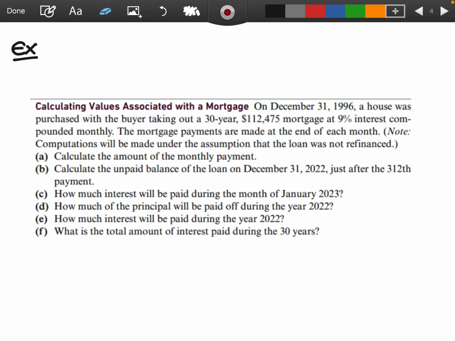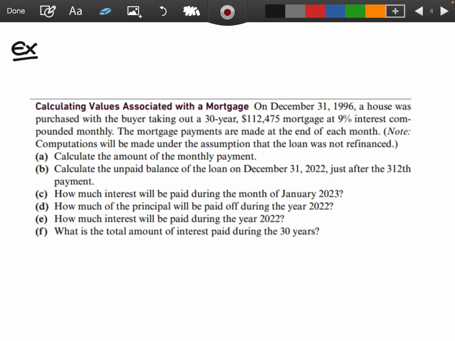The problem states that we are taking out a 30-year mortgage where we have $112,475 that we've taken out for this mortgage, and we have a 9% interest rate compounded monthly. The mortgage payments are made at the end of each month, so again we're compounding the interest monthly and the mortgage payments are made each month. We want to first calculate the amount for the monthly payment. So how much are we paying for this mortgage every month?